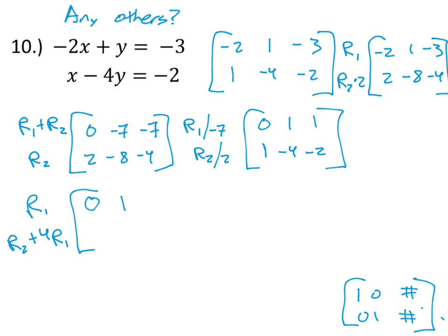So my first row is going to stay the same. And up here, just above this row, I'm going to temporarily write what that looks like. 4 times row 1 would be 0, 4, 4. And I'm going to add this on top of my second row there. And that's going to turn it into, well, 1 plus 0 is 1. -4 plus 4 is 0. And then -2 plus 4 is 2. And now I got this.